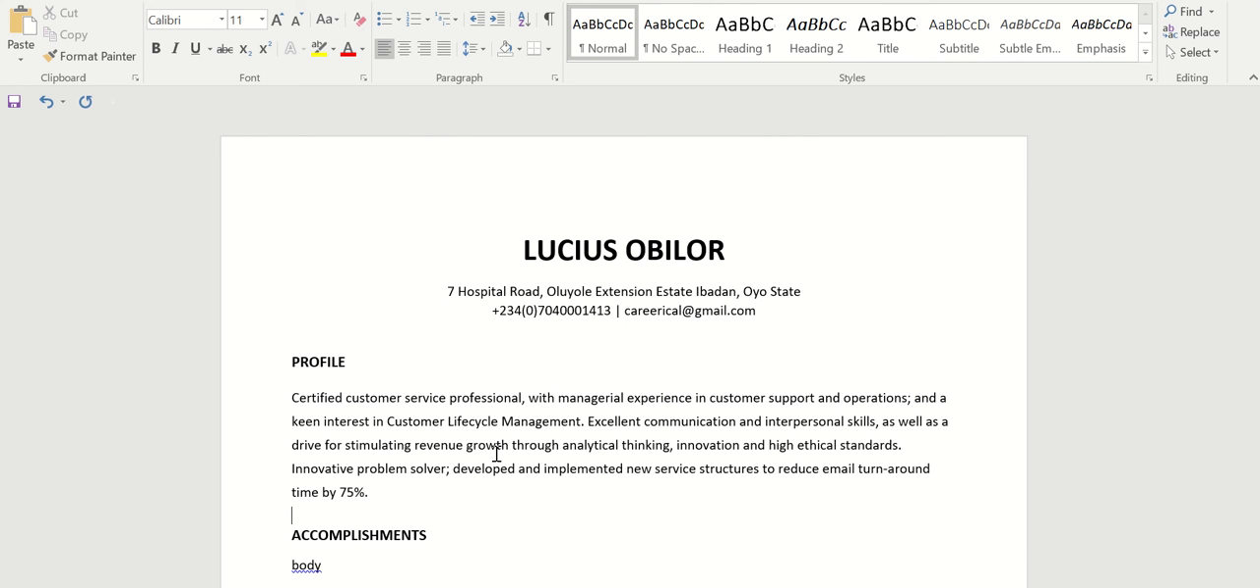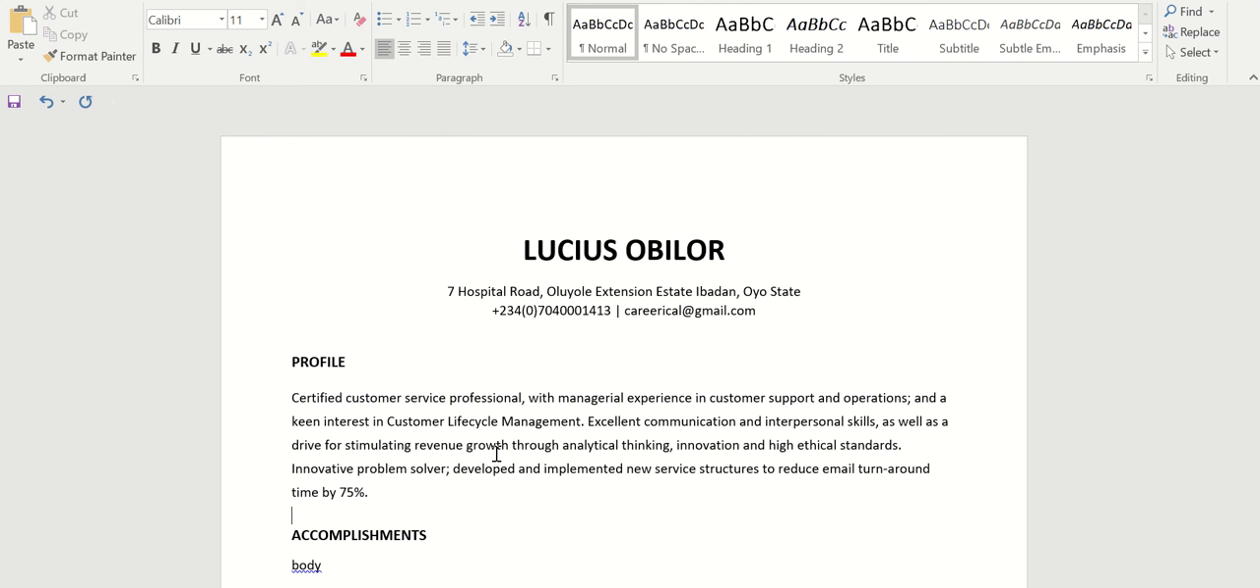Then it goes ahead to mention one of the candidate's salient achievements. It says, an innovative problem solver, developed and implemented new service structures to reduce email turnaround time by 75%. So if I'm a recruiter looking at this type of profile statement, I'll be tempted to go down and see who this person actually is, because in just 3 sentences, the person has given me a whole lot to think about.